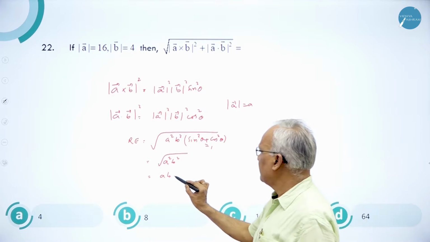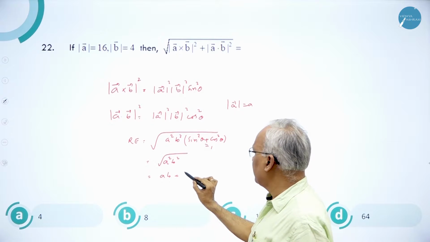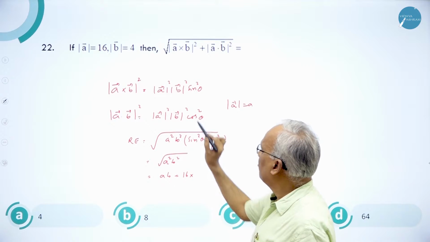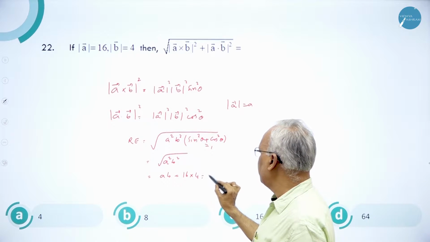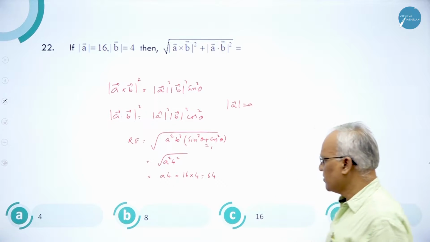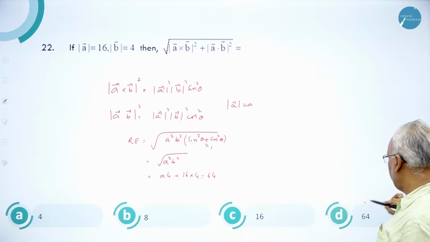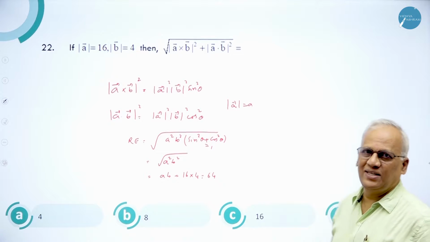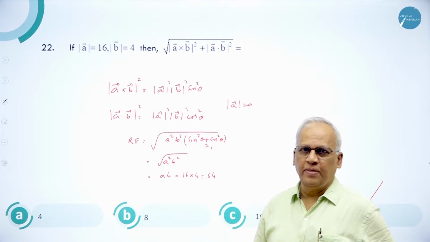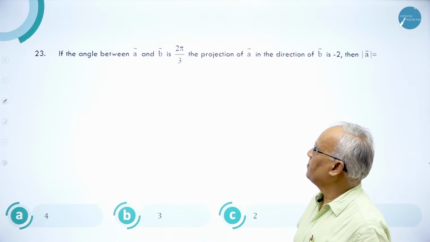What is A? Tell me. A is 16 and B is 4. So it is equal to 16 into 4, 64. So answer is 64. D is the answer. So very easily you can write the answer. Okay? Shall go to next question.